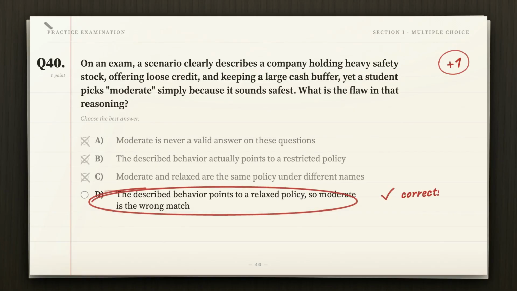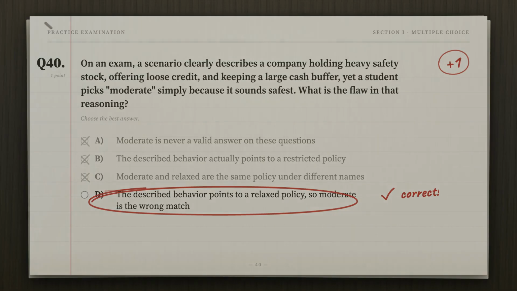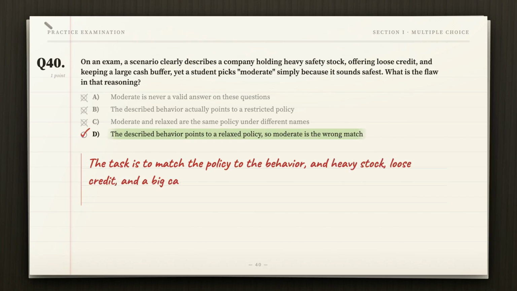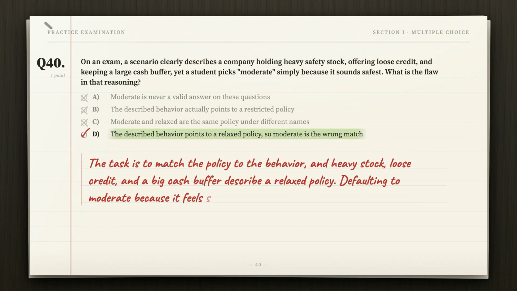The correct answer is D. The described behavior points to a relaxed policy, so moderate is the wrong match. D is correct because the task is to match the policy to the behavior, and heavy stock, loose credit, and a big cash buffer describe a relaxed policy. Defaulting to moderate because it feels safe ignores what the scenario actually says.